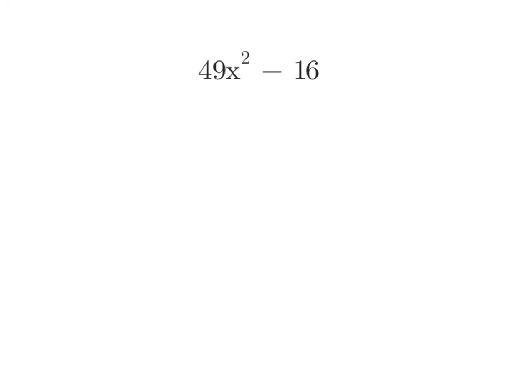The next example has more things in it, but it's still a difference of squares. So we're going to start by looking at each of the terms. 49 is a perfect square, x squared is a perfect square, and 16 is a perfect square, and they are being subtracted, so we know this is a difference of squares. So it's going to factor into two binomials that are exactly the same, except one has an addition sign and one has a subtraction sign.